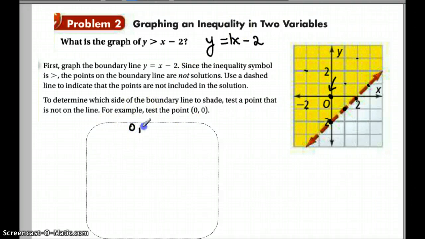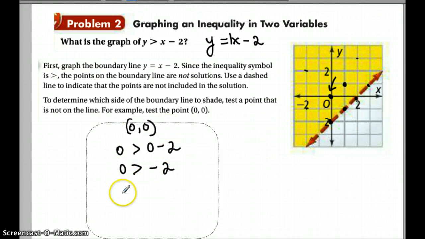And what we'll do is we'll use the point 0, 0 to check and see if it works in the inequality y is greater than x minus 2 by plugging in 0 for y and 0 for x. And when you simplify, you do find out that 0 is greater than minus 2, so that you know 0 is a solution, and we have shaded the correct area. You could check 1, 1. 1 is greater than 1 minus 2, and you'll get 1 is greater than minus 1, and that again is true. So you know all the points on this side are correct.